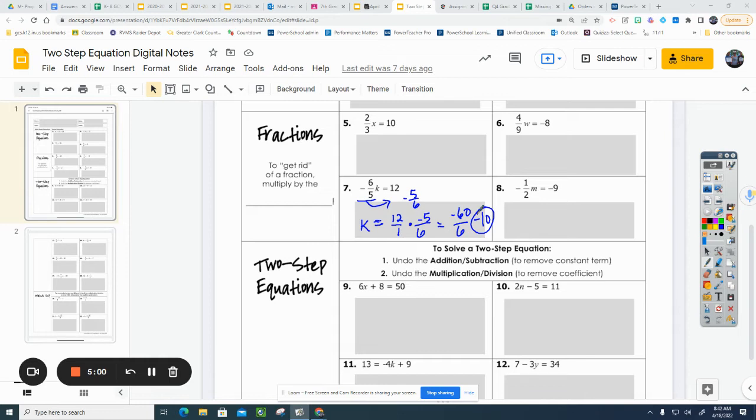Fractions scare students, but they shouldn't. Okay, multiplying by the reciprocal here. Well, that means I'm going to take it times negative 2 over 1, which is just times 2. So m equals negative 9 over 1 times negative 2 over 1, which equals negative 9 times negative 2 makes a positive 18.